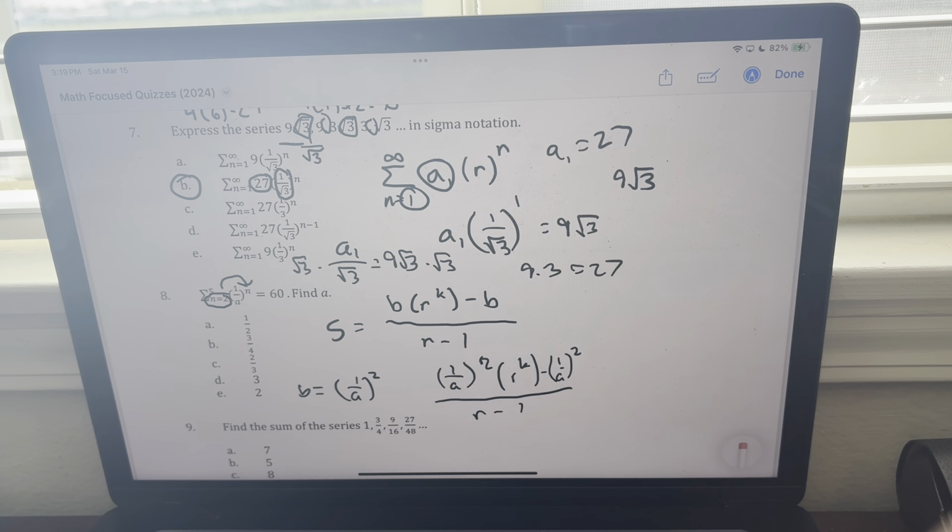We now need to find the ratio. Well, it's actually pretty easy to find because it's just 1 over a, because this is what we're multiplying each time inside of this sum. So we can then just plug in and say, okay, 1 over a to the power of 2 times 1 over a to the power of k minus 1 over a to the power of 2 over 1 over a minus 1. And we know all of this equals 60. Oops. 60 equals all of that.